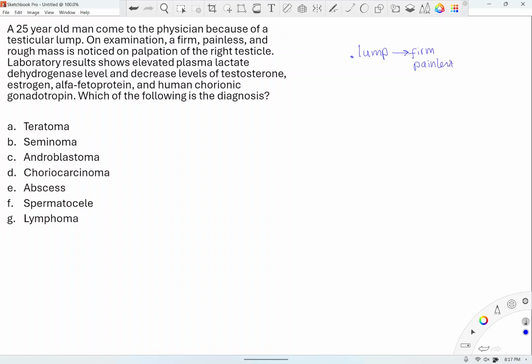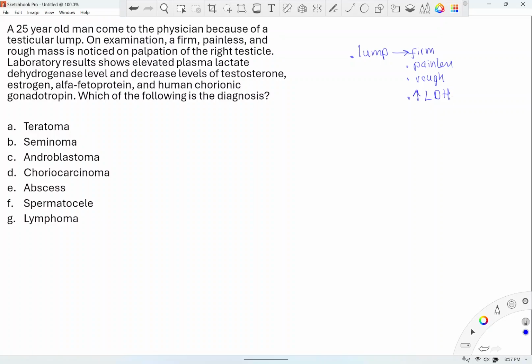So what else were they saying? Painless, firm, and rough. Sure, sometimes it's not always rough, but that's fine. If it's not fluctuating, it's firm, and it's painless and rough, in a young person like that, I'll think of testicular cancer first. But they're asking which of the following is the most likely diagnosis. And what else was there? There was an increase of lactate dehydrogenase.